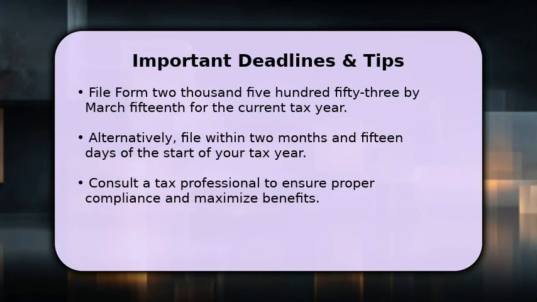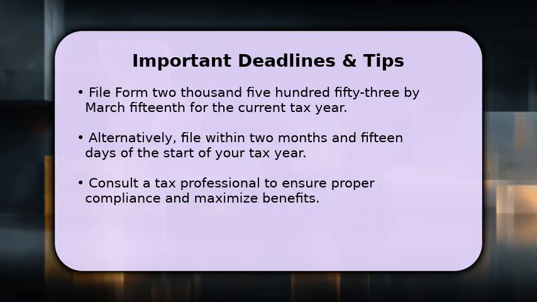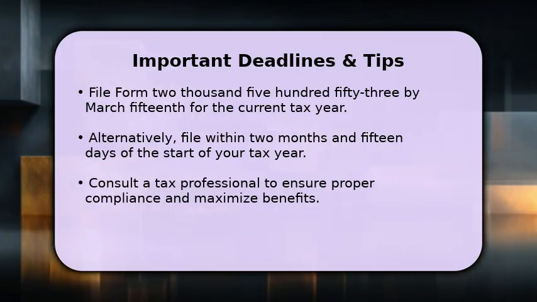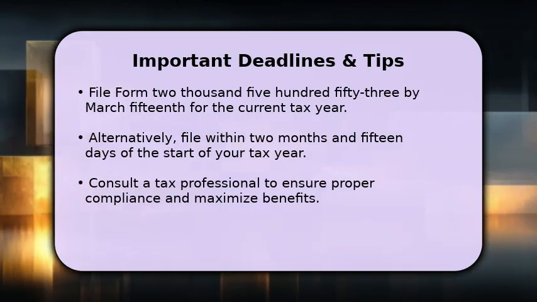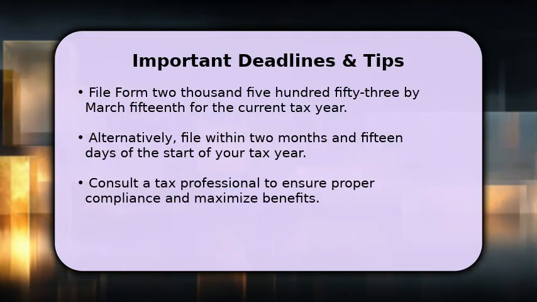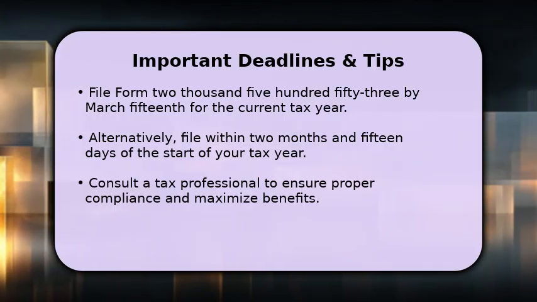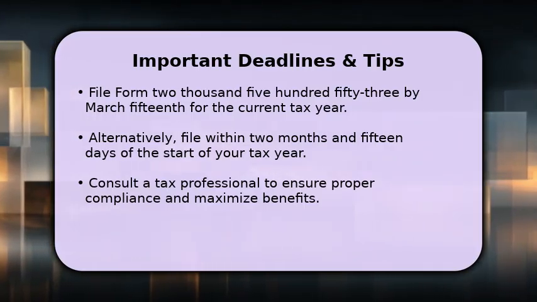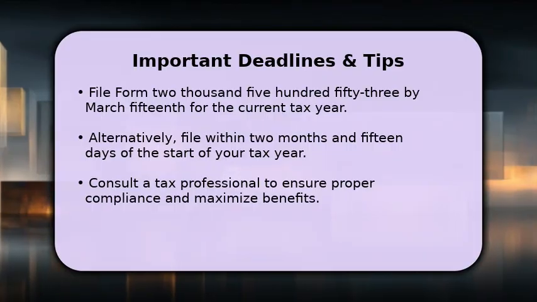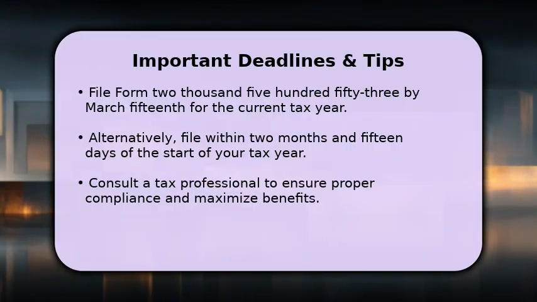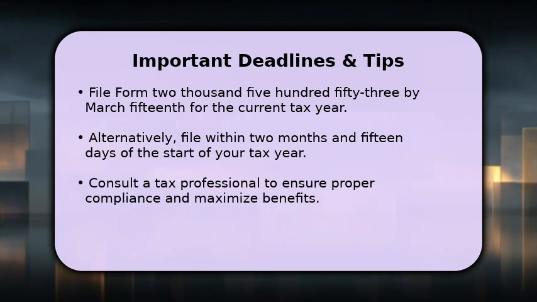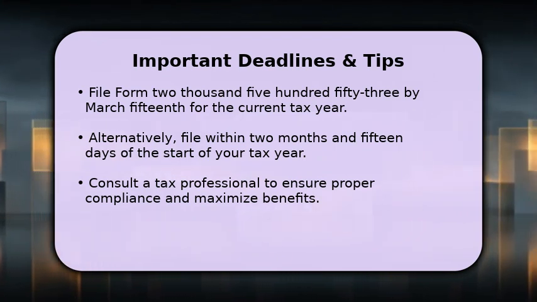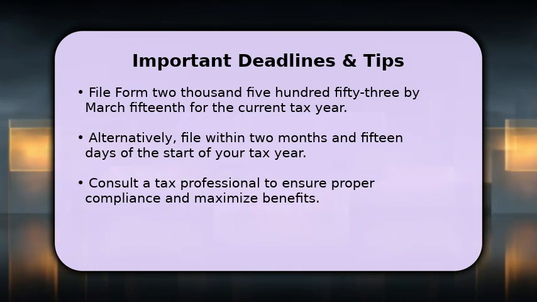Timing is critical when filing Form 2553. Generally, you need to file by March 15th of the tax year you want the election to take effect. If you're starting a new business, you can also file within 2 months and 15 days of the beginning of your tax year. Always consider consulting with a qualified tax professional. They can help ensure you meet all requirements, maintain proper payroll, and maximize the tax advantages of your S-Corp election.